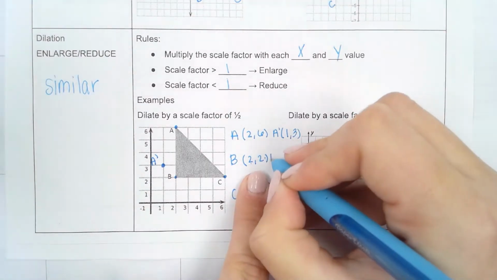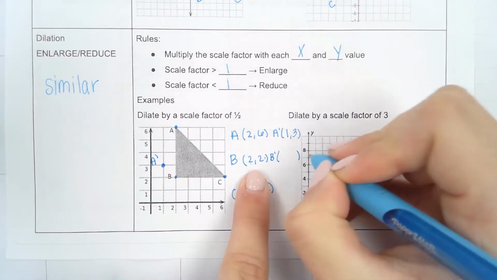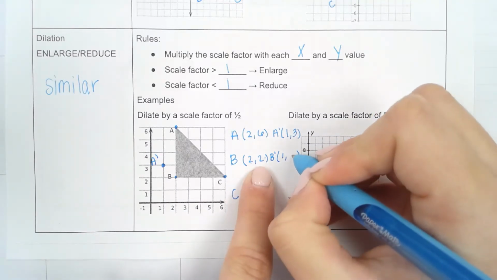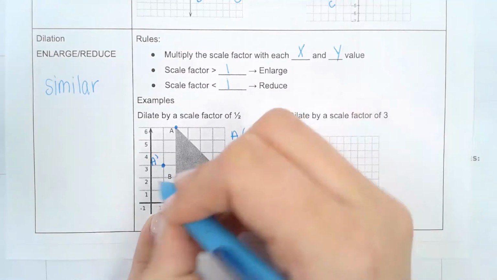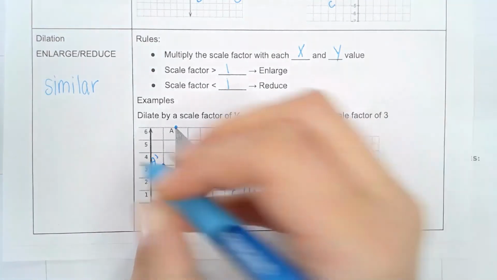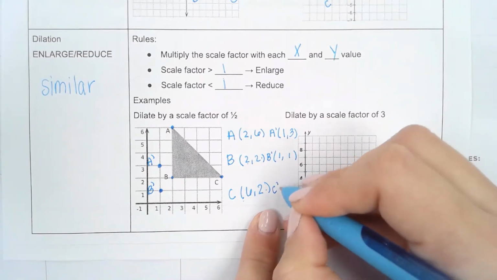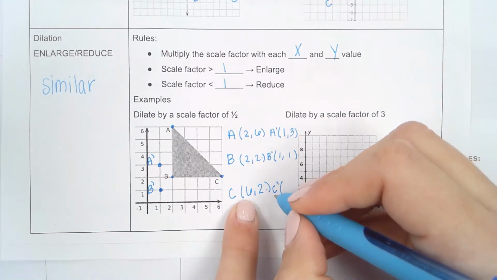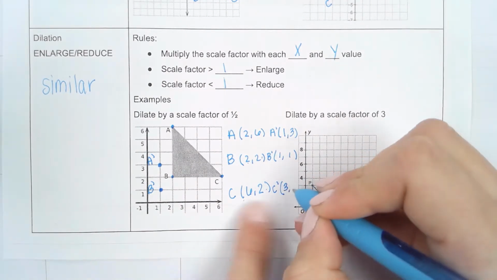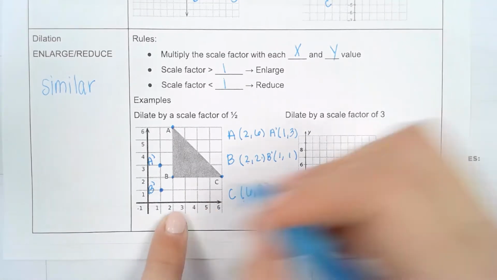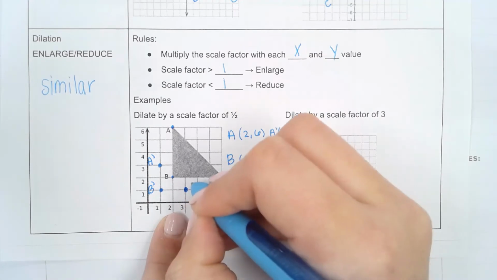Do the same thing with B, so multiply both these numbers times 1/2. So 2 times 1/2 is 1, and 2 times 1/2 is 1. So B prime is going to end up at 1, 1. And then C prime, 6 divided by 2, or 6 times 1/2, is 3, and 2 times 1/2, or divided by 2, is 1. So C prime will end up at 3, 1.